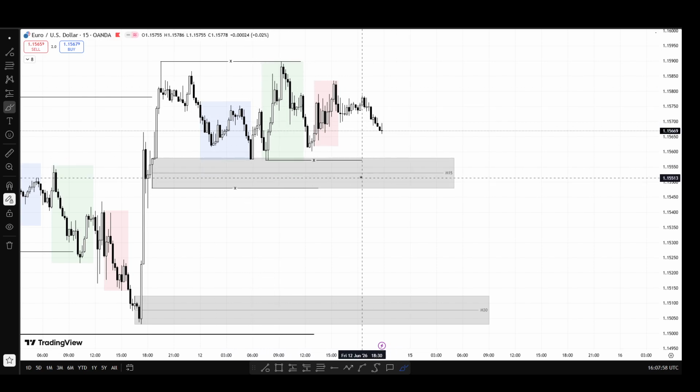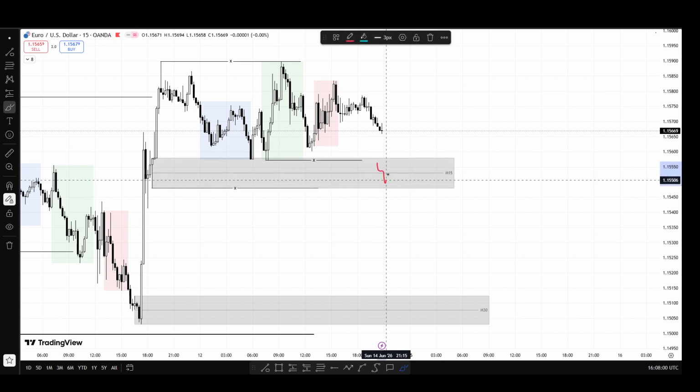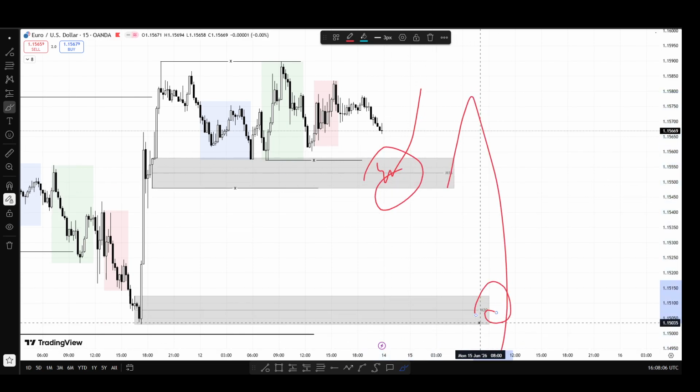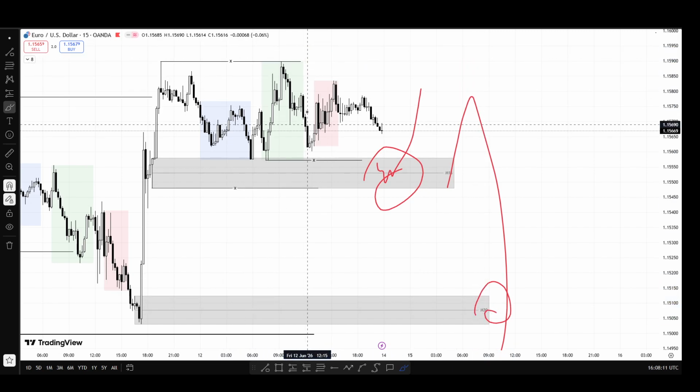Okay. So I'll be waiting for price to sweep this low, give me a lower time frame shift, and then I'll buy to the upside. Or if this other block fails, then I'll sell to this 30 minutes demand zone to then buy to the upside to break this high.